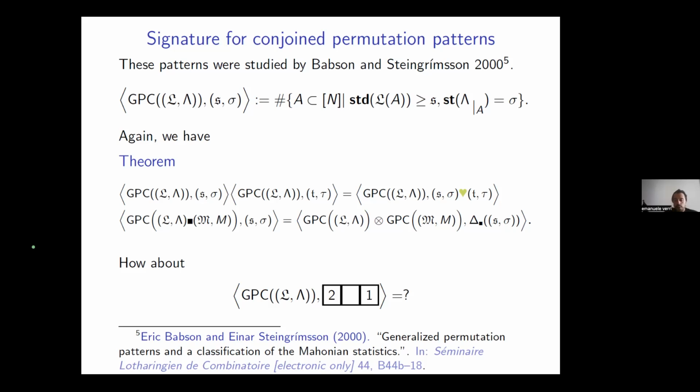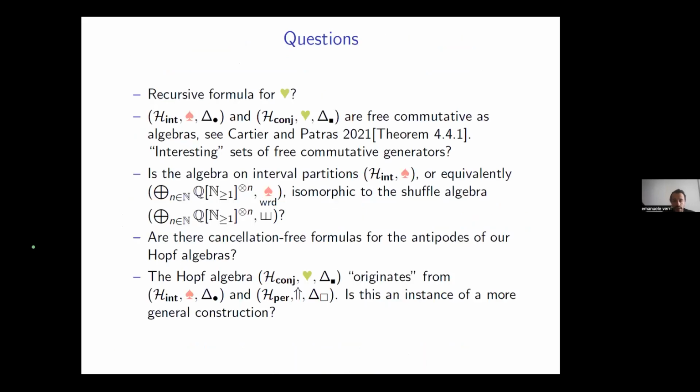To conclude my talk, we have some open questions. The article should be on arXiv next week. We are still making some small modifications, and we are actually collecting questions. One of my questions is whether there is a recursive formula for this product. I was still not able to find one.